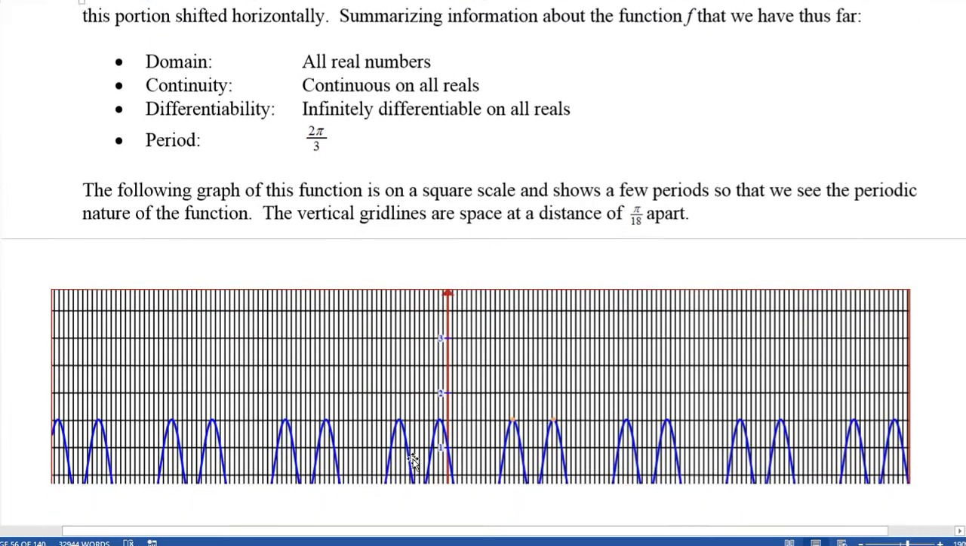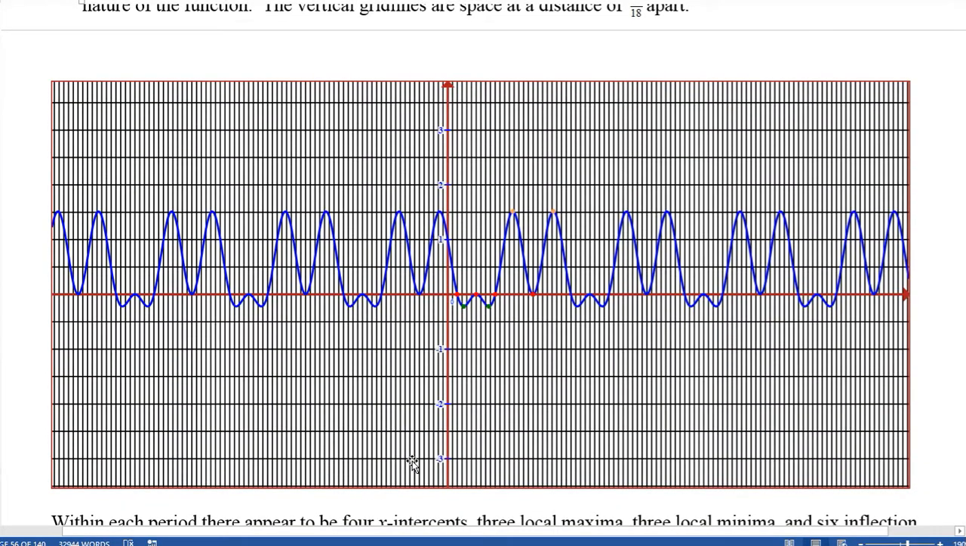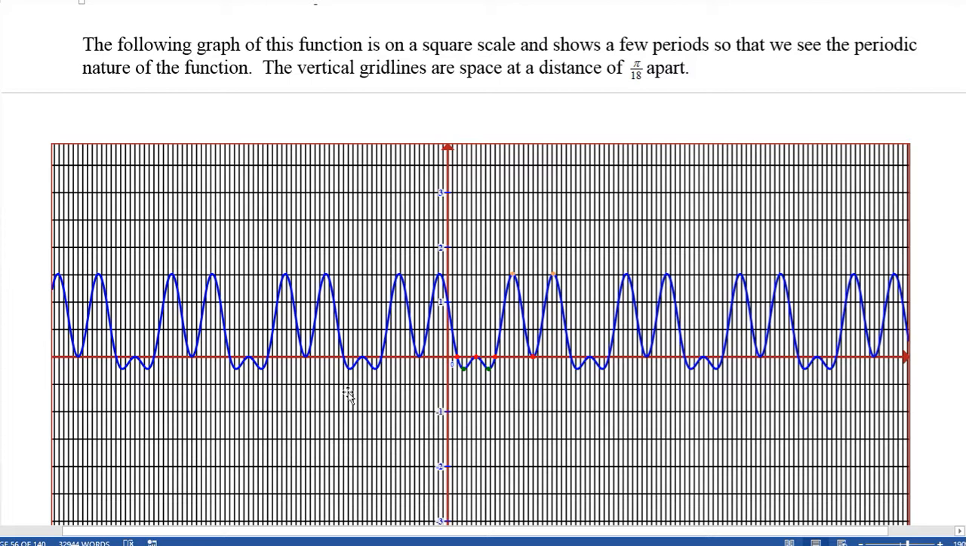So let's graph it. This is a graph using Graphmatica, and it's on a square scale. The vertical lines are spaced apart at pi over 18. You can see that from 0 to 2 pi over 3, about right here where y equals 1 hits the graph, right here to here, is one period. And notice you get the same thing over and over again. So this thing is periodic.